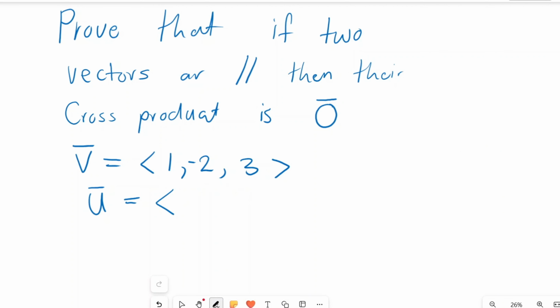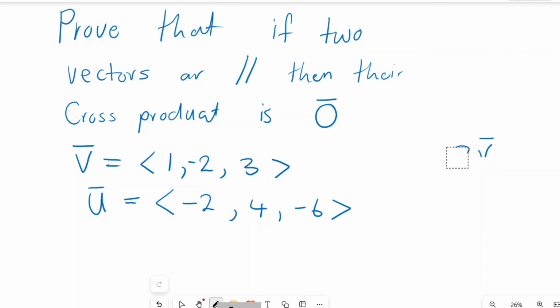Let's get that vector. It will not change anything. It will just change its size and direction. It will not change the fact that it's parallel. So we get -2 into v, -2v. That will be -2 times 1, -2 times -2 which is 4, and -2 times 3 which will be -6.